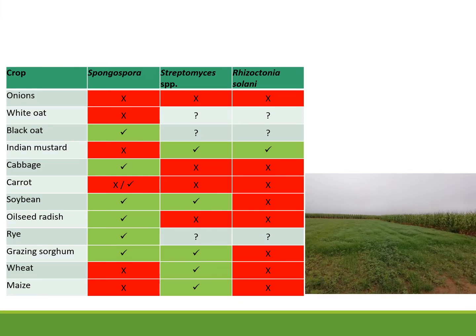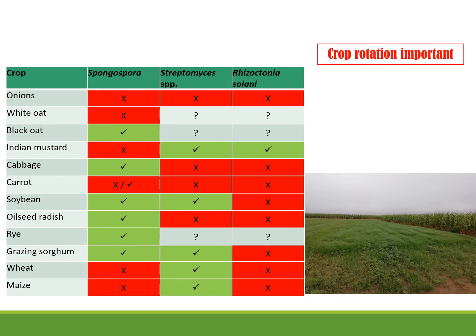But what one also needs to remember is that we're not only dealing with one pathogen in this, we're dealing with a number of pathogens. And I just drew up a small table having a look at the host range of Spongospora, Streptomyces, and Rhizoctonia. And unfortunately, this also doesn't paint a great picture in terms of our selection of crops. But what this does tell us is that if one knows the history of a field and you know which pathogens are most prevalent in a specific field, then one can choose the crops planted in that rotation such that you do not choose hosts for the most problematic pathogen in that field.